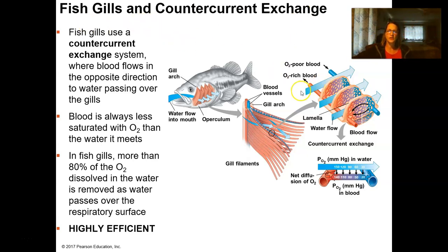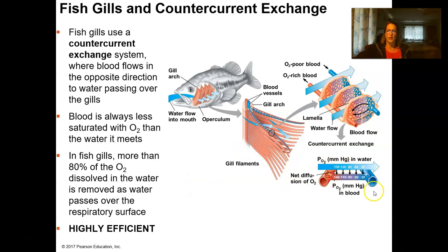This is a super efficient way of getting oxygen out of the water. And remember, we talked about water having low oxygen, and so you need a really efficient respiratory surface to get enough oxygen. So I'm going to talk about the mechanism in just a second, but fish gills can take more than 80% of the oxygen that's in water. They can take more than 80% of it out and put it into their bloodstream, which is a lot more than what we can do. I think we do something like 40%.